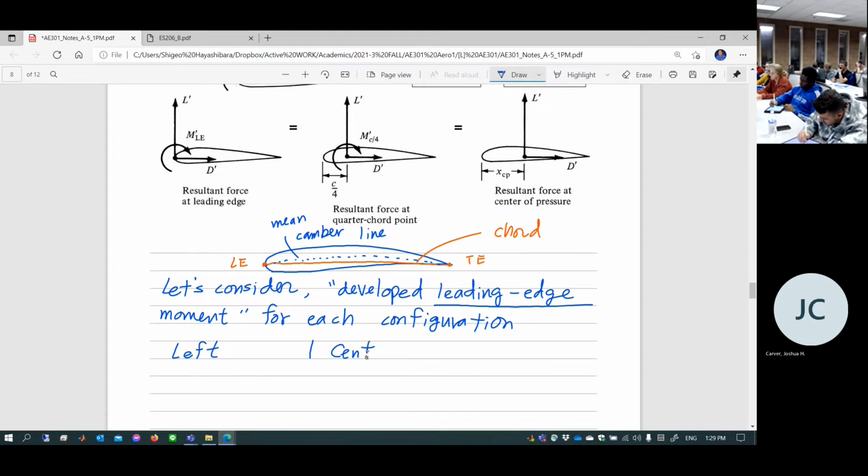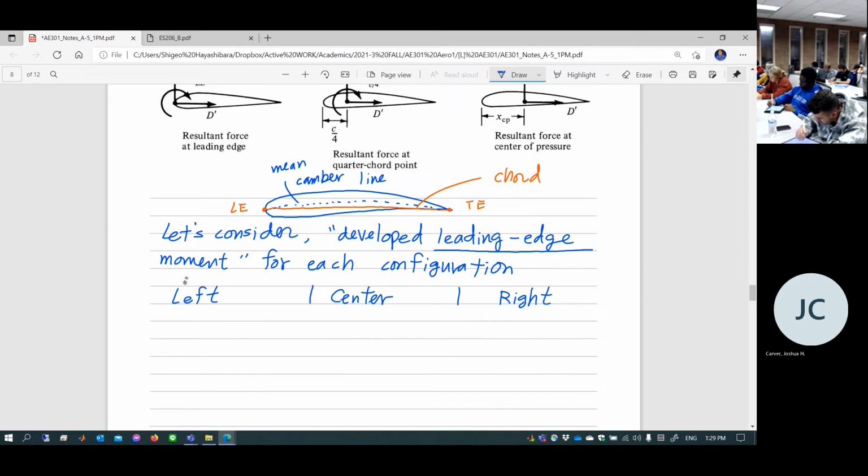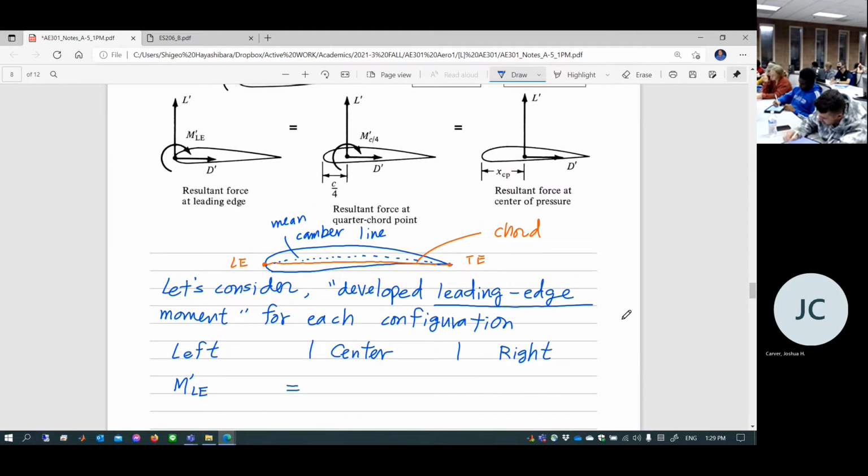So I'm going to have left figure, center figure, and right figure, okay? So left figure, leading edge moment is developed M prime LE, which is equal to, let's take a look at center figure. How much total leading edge moment is developed for this center figure?